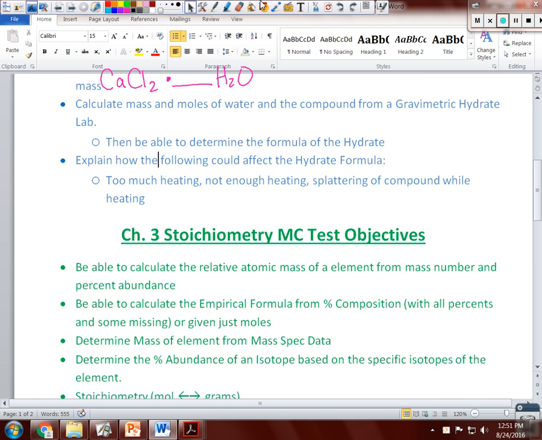What if you don't do enough heating? What does that affect directly? Okay. Does that affect the moles of the water? Okay, which tells you have too much water. Okay. What happens if it splatters the compound while heating? Be very careful.